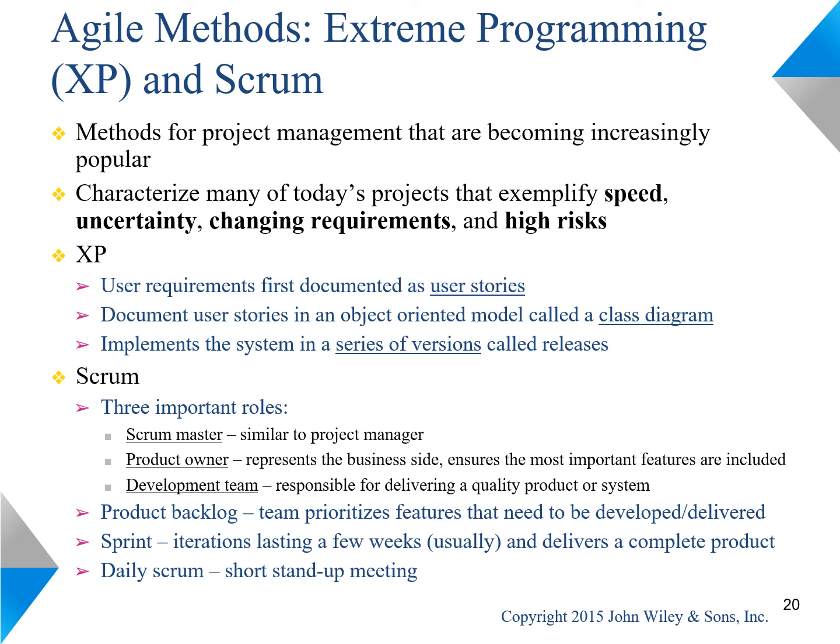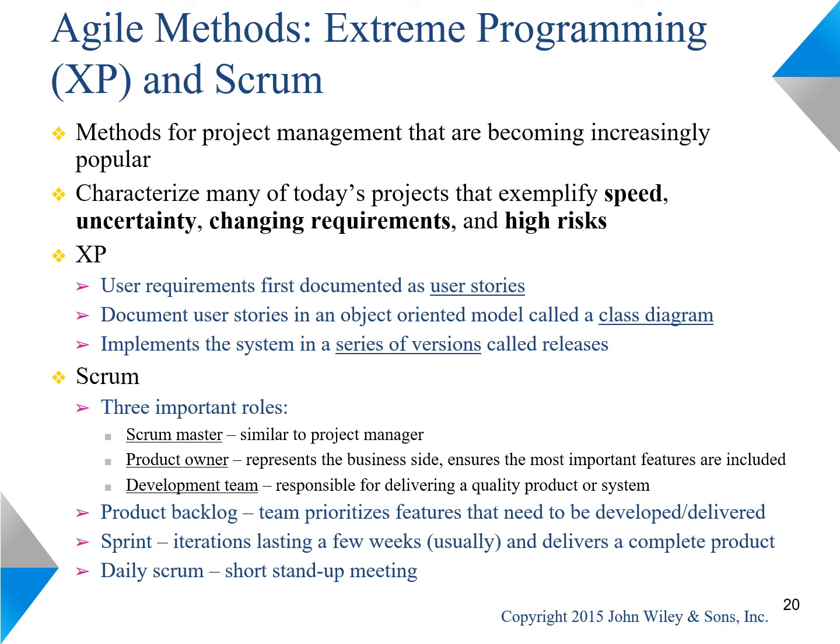The user stories are often documented using an object-oriented model called class diagram. A set of acceptance tests is then developed for each user story. Releases that pass the acceptance test are then considered complete.